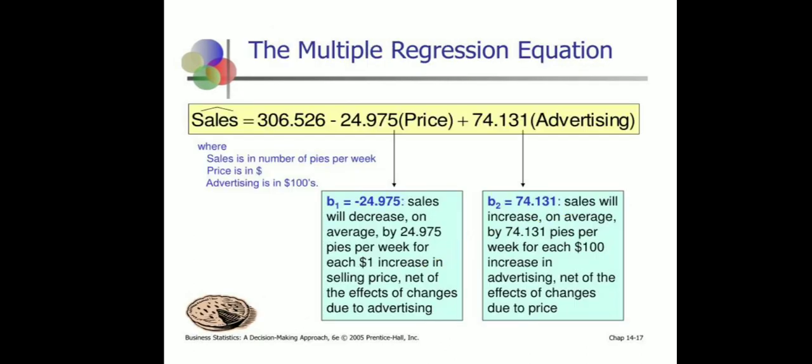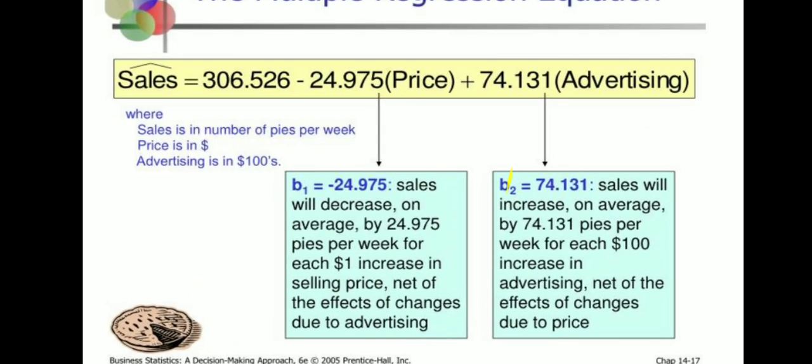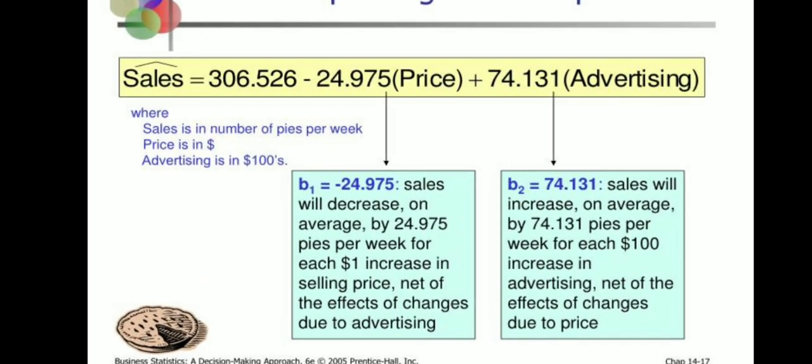This is a problem again. The multiple regression equation: by solving the regression equations, we get b0, b1 and b2. b0 is the y intercept, that is the minimum value 306, and now the interpretation is like this. Sales is the number of pies per week, price is in dollars, and advertising is in hundreds of dollars.